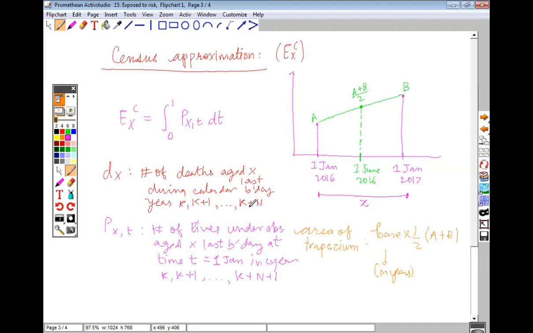Okay, now that we know this, I'm going to generalize. Here, instead of 0 and 1, what I can write now is that I observe this from k up until k plus n plus 1. So this is a very important formula, and this is your precise formula to figure out your central exposed to risk. And this uses an integral, and we know that this is not very convenient for us.